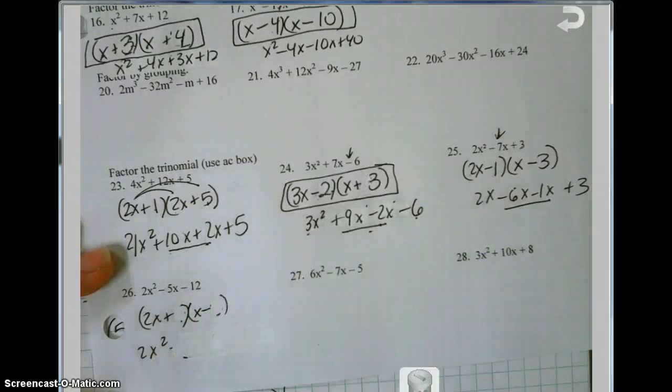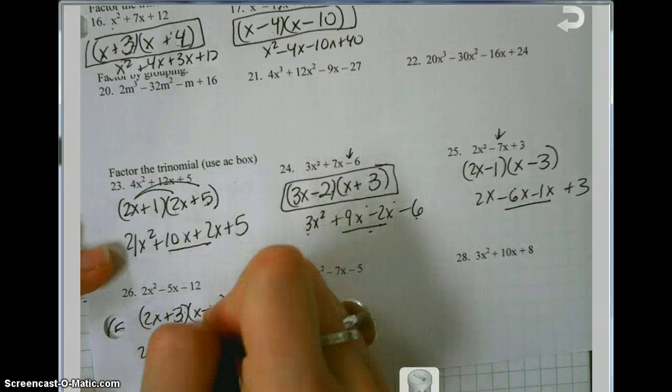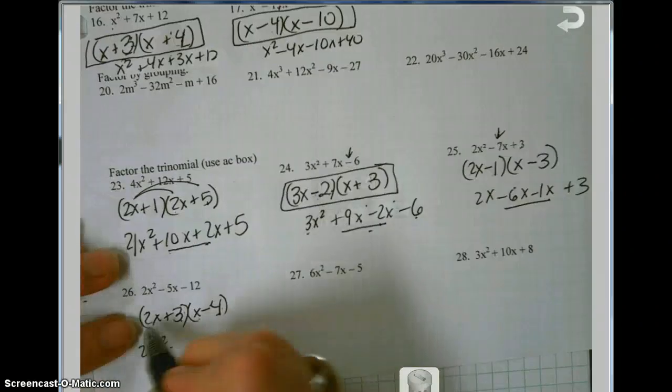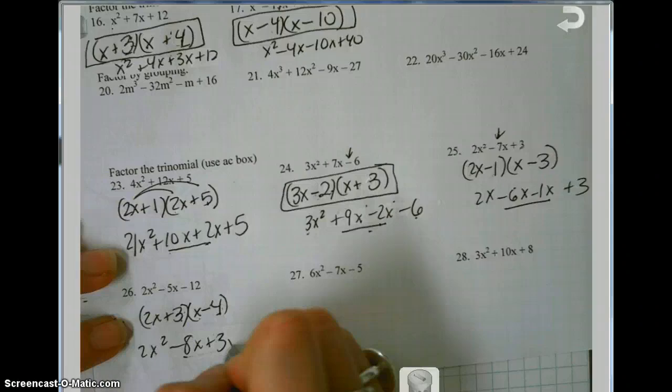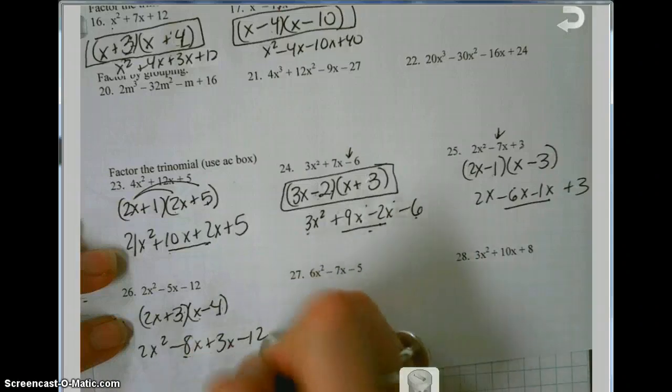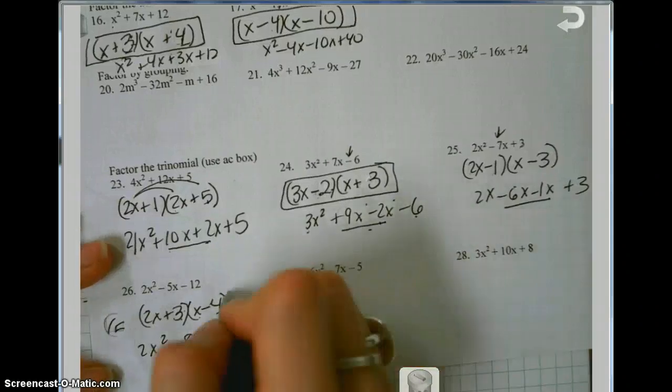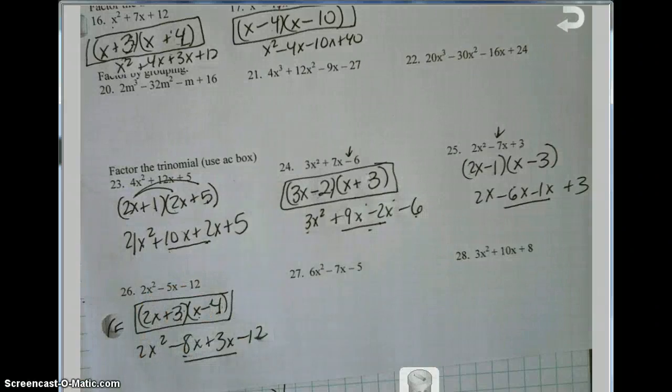Let's try, instead of 4 and 3, let's try 3 and 4. So we've got 2x squared, okay? The outer term is minus 8x, the inner term is plus 3x, and your last term is negative 12. Hey, look, it's perfect, okay? This is exactly right. It FOILs out to give us our exact right answer. So we have factored this perfectly. We have time, I think, for one more.